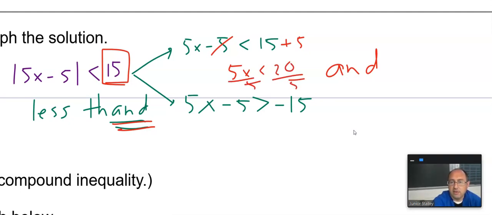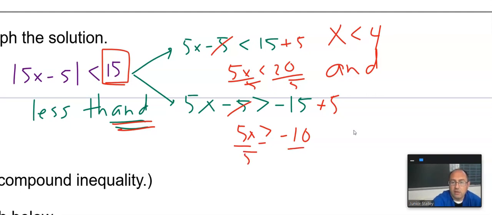So x is less than 4, and then doing the same thing down here, adding 5, that gives me negative 10, and we're going to divide by 5 again, and we get negative 2. x is greater than or equal to negative 2. I need to show you how to graph these.